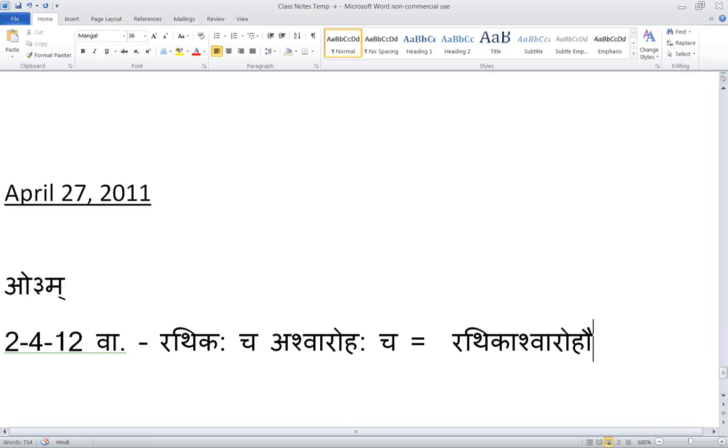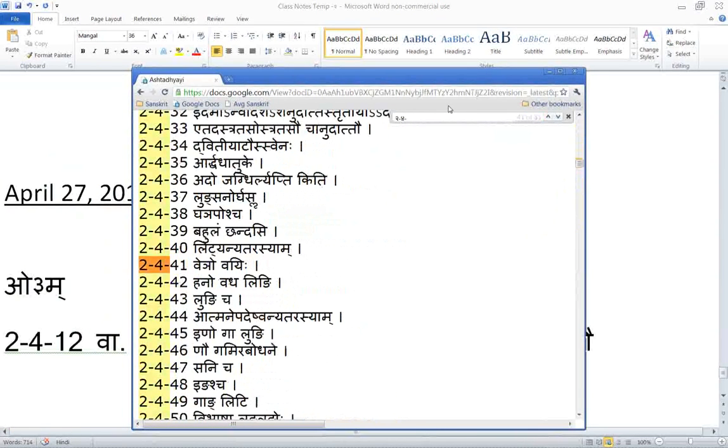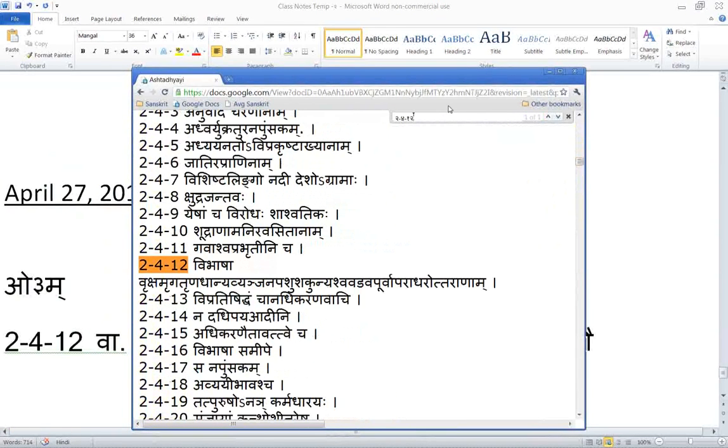The second complication is that there is this sutram itself, 2.4.12. What is it saying? 2.4.12 is saying Vriksha Mruga, first Vibhasha. This is the most complicated sutram, 2.4.12, with the Vartikam on it. So there is a Vibhasha in there.